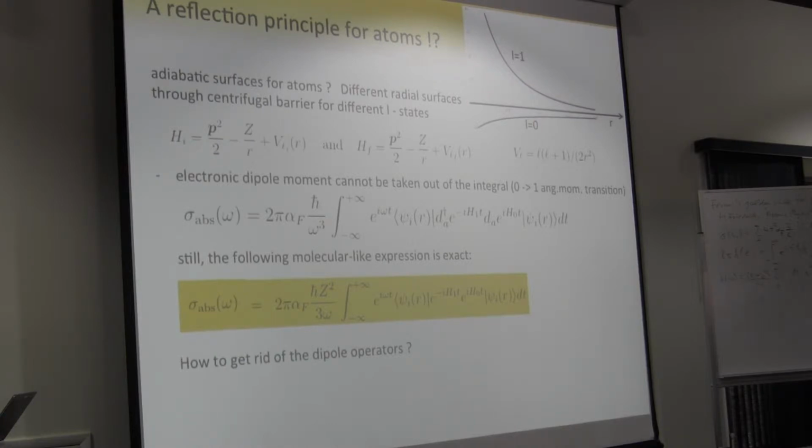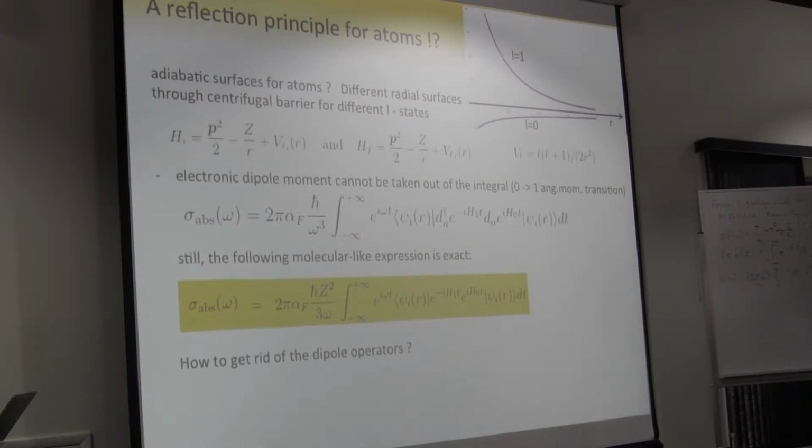So fine, we have two Hamiltonians, as before, H0 and H1, L equals 0, L equals 1. That's the same general expression of the dipole correlation function. But now, of course, we cannot take out the dipole operators. The dipole operators act on the same Hilbert space, just the electronic coordinate, where the integration is over. That's just the electronic wave function. We don't have anything else.